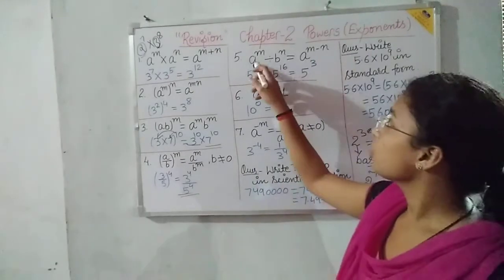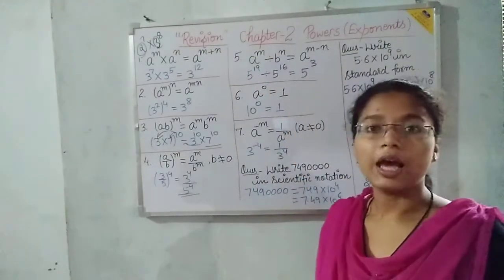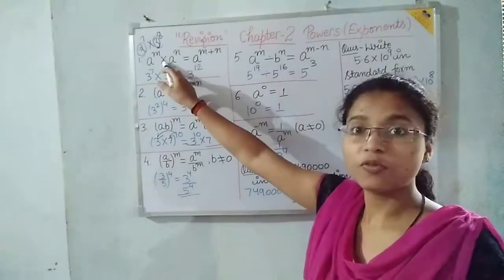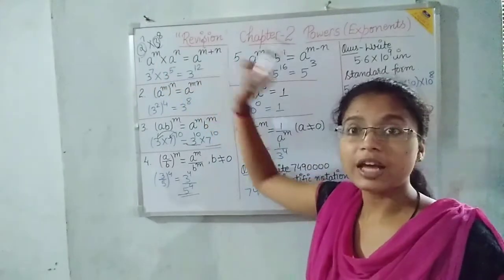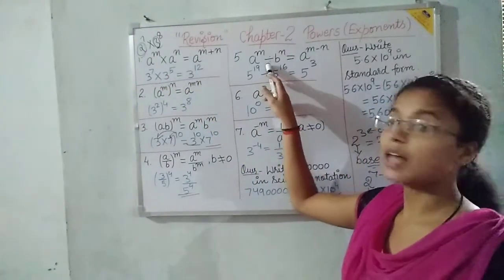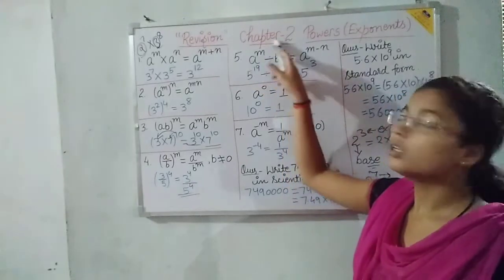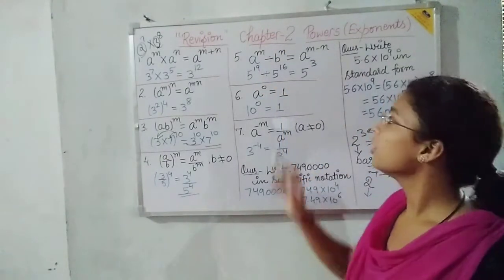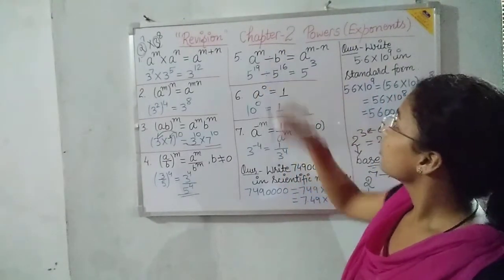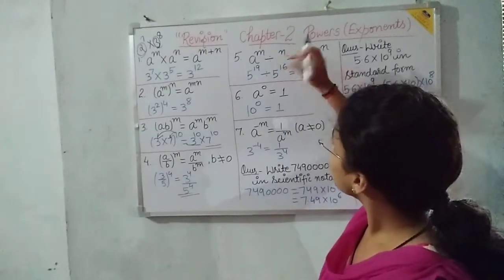Next is a to the power m divided by b to the power m. Here is the sign of multiplication, that's why we are adding the power. Here is the sign of divide, so we will subtract the power.